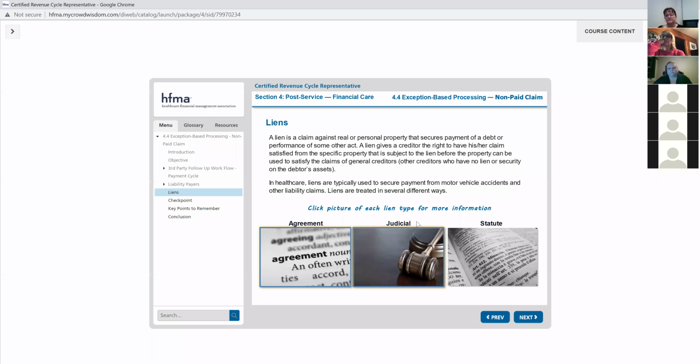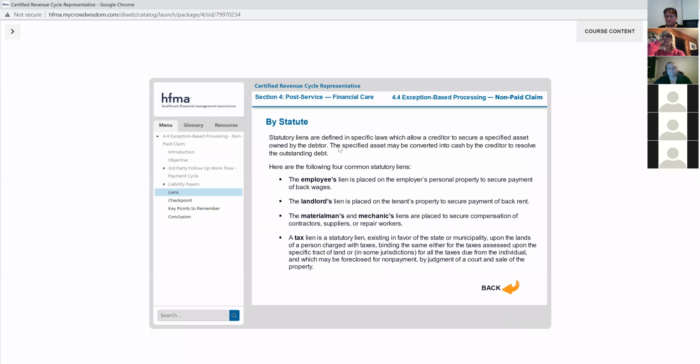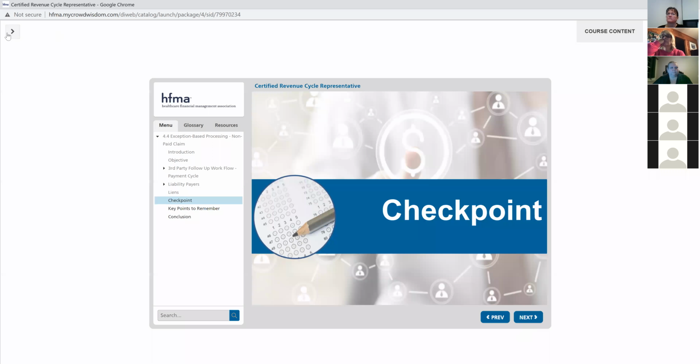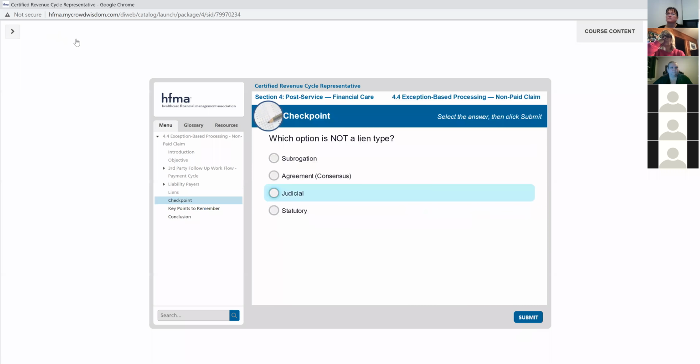Okay, checkpoint. Which option is not a lien type? Subrogation. Continue. Next.